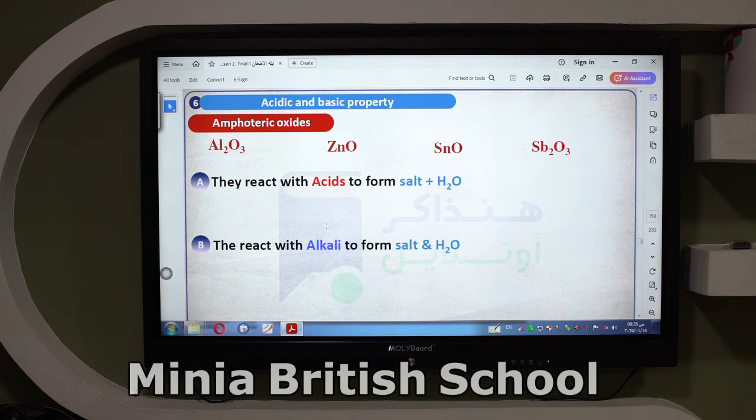It reacts again with alkali to form salt and H2O, so it's called an amphoteric oxide. Not only Al, but also Zn, Sn, and Sb.